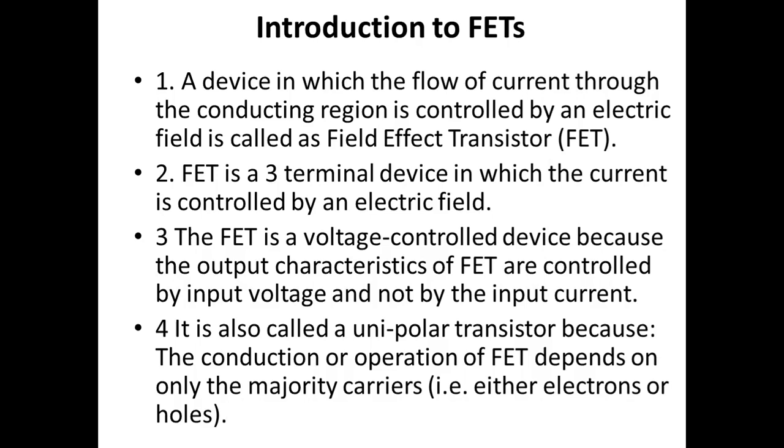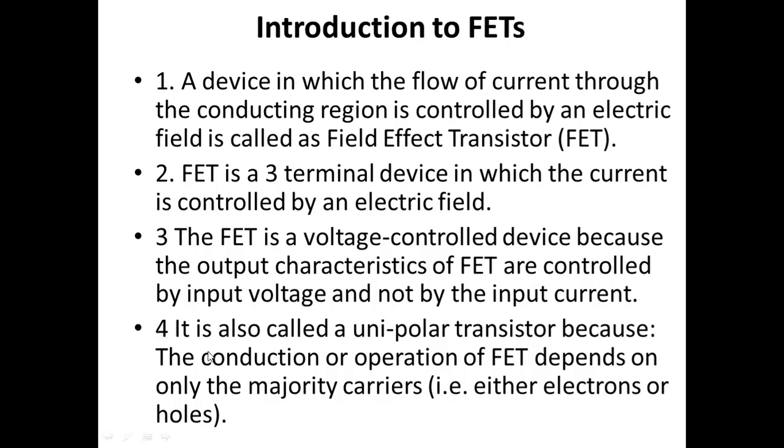But in the case of BJT, the output current is controlled by input current, because we have seen that IE, the emitter current, is equal to the sum of the base and the collector current in the case of BJT. But in the case of field effect transistor, ID is controlled by VDS and VGS. VDS is nothing but drain to source voltage, and VGS is nothing but gate to source voltage.